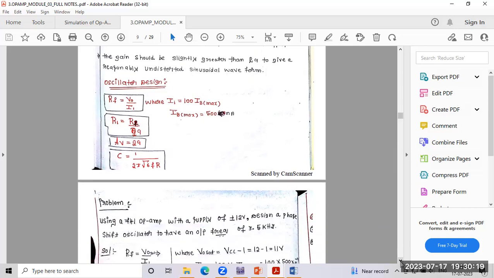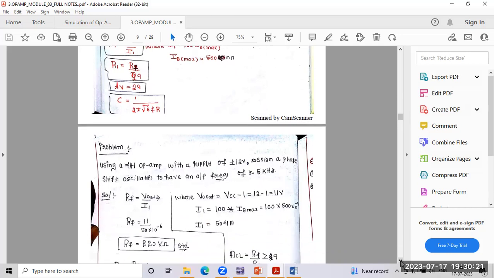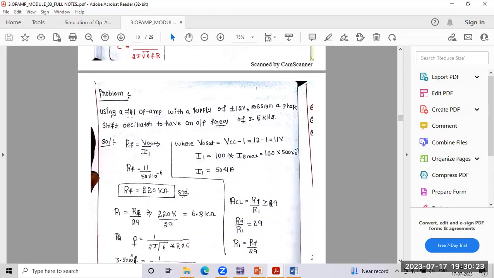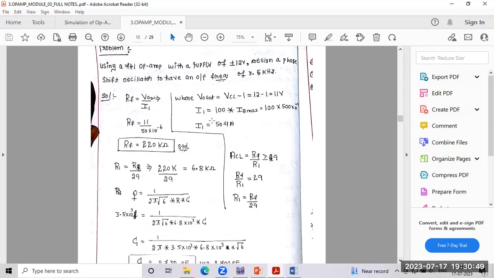Okay, now I'm going to discuss this problem here. Using a 741 op-amp with a supply of plus or minus 12 volts, design a phase shift oscillator to have an output frequency of 3.5 kilohertz. Here we know the output saturation voltage: the input supply is 12 volts, so 12 minus 1 equal to 11 volts. I1 equal to 50 microampere. I already gave the information about I1. And now RF equal to V naught saturation divided by I1.